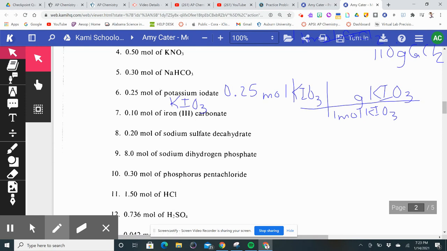So I'm going to say 16 times 3 for my oxygens. I know that one by heart. I'm going to look up potassium. Potassium is 39, and iodine is 127. So 16 times 3 is 48, plus 39, plus 127 is 214. My moles cancel out there, and 0.25 times 214 is 53.5 grams of KIO3.